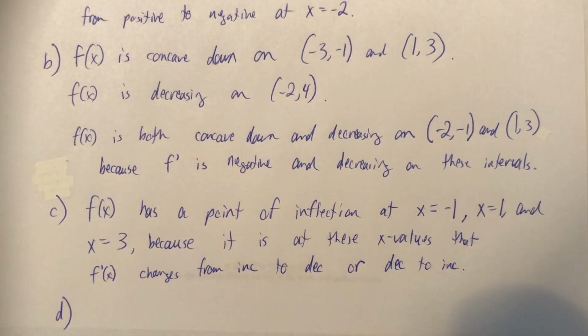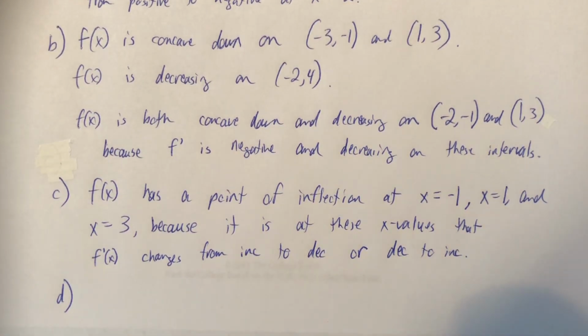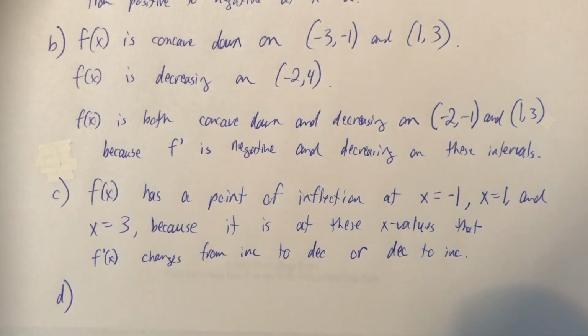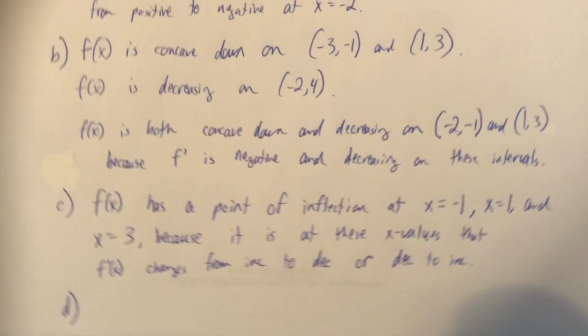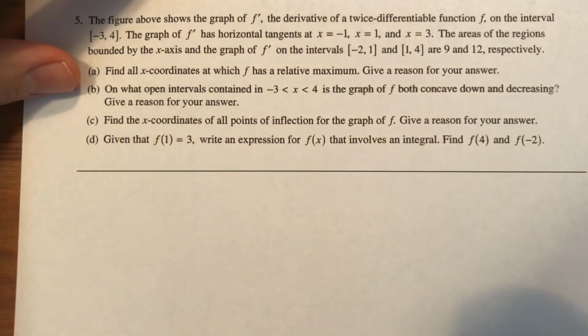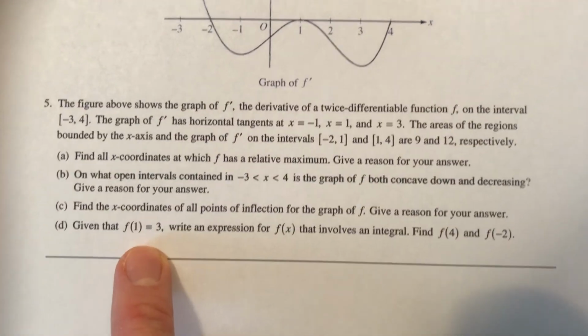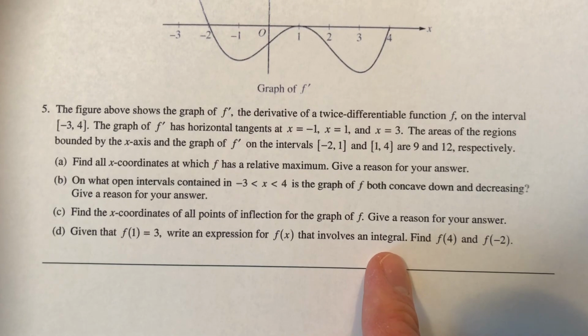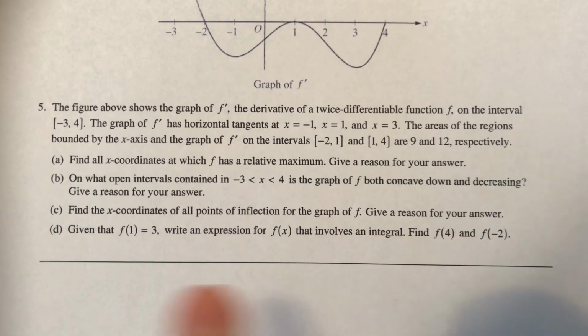Here goes, part D. Now it gets tricky. Now, they told you some stuff earlier. They said, you know, this area is 9, this area is 12. Now, what are you going to do about it? Well, let's find out. Given that f of 1 equals 3, write an expression for f of x that involves the integral. I'm going to not even read the rest of it. Let's just deal with that later.